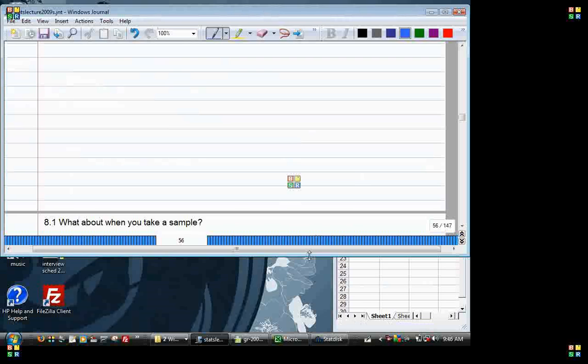This section and chapter is about what happens when you take a sample. So what happens when you take a sample? Well, in order to present the picture, I'm going to present you with some data. For the purposes of this discussion, I'm going to assume that we have a very, very small population. I'm going to assume that my population has 5 people in it.